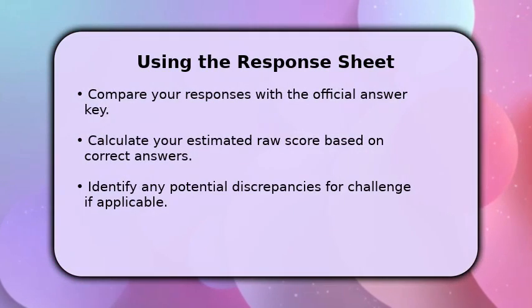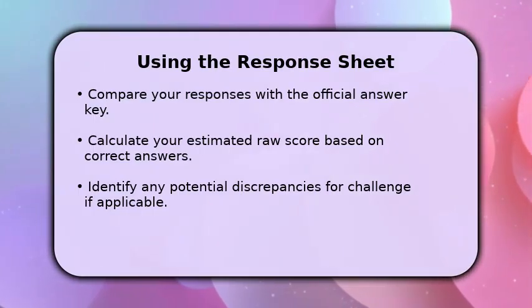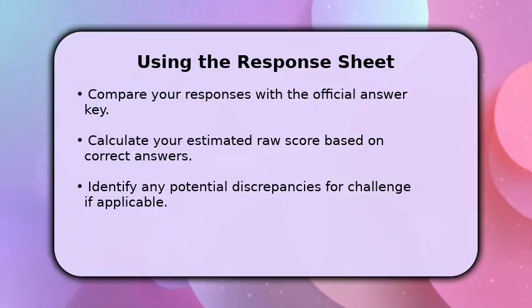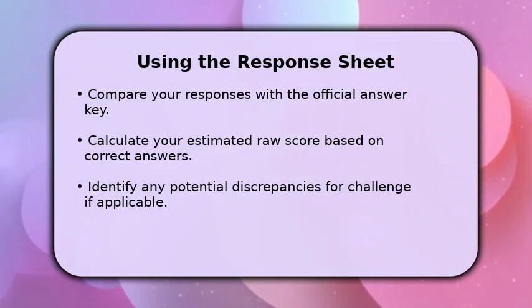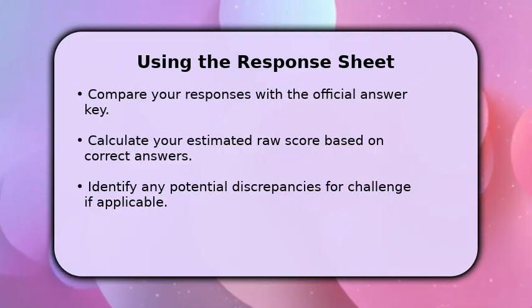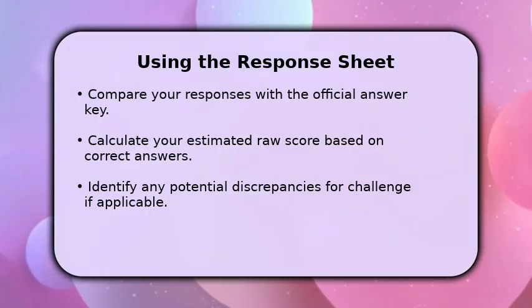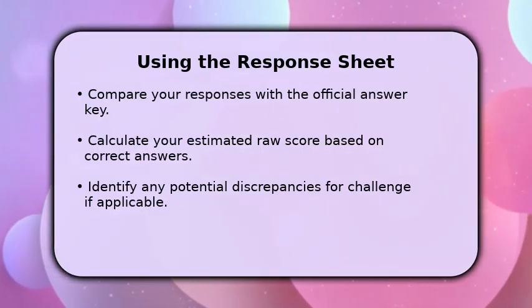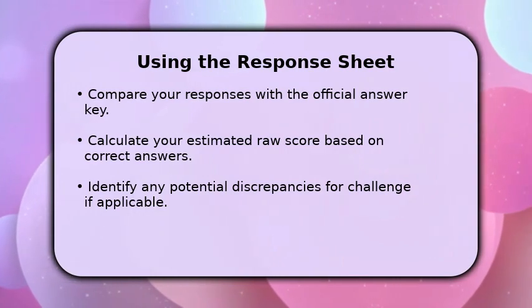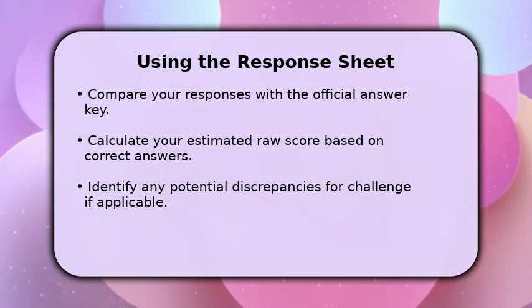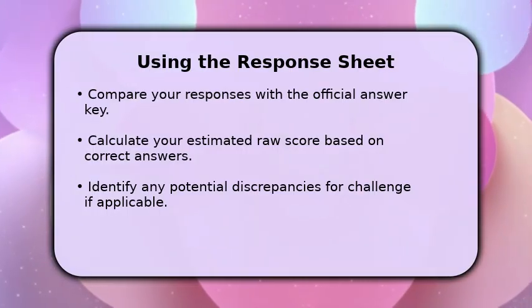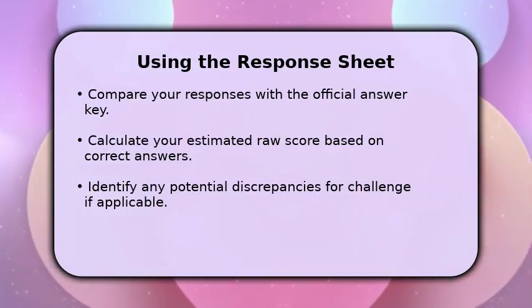With your response sheet downloaded, the next step is to compare your marked answers against the official CUET answer key, which is usually released separately. This comparison allows you to accurately calculate your estimated raw score. Pay close attention to each question and your corresponding response. If you find any significant discrepancies or errors in the official key, you may have the option to raise an objection within a specified time frame, typically a few days.